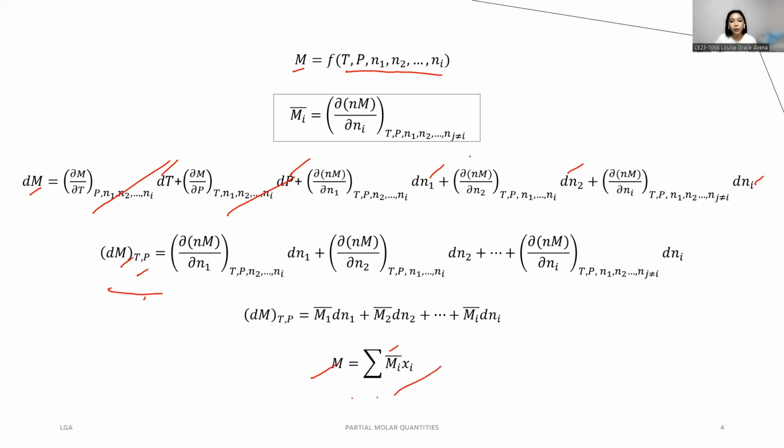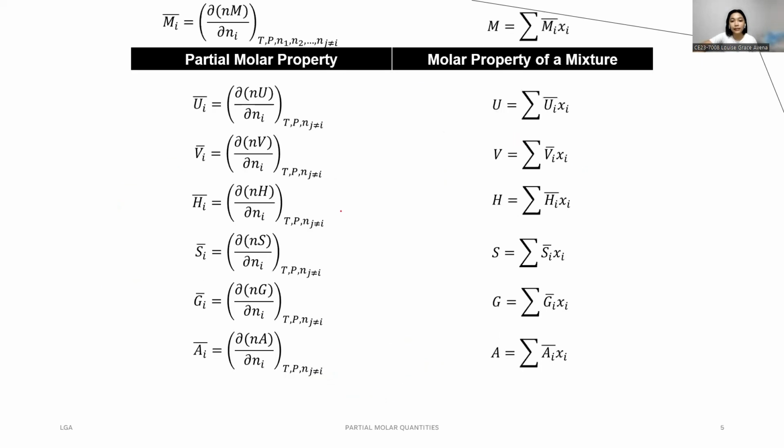And these two equations here are true for all extensive thermodynamic properties such as internal energy, volume, enthalpy, entropy, Gibbs free energy, and Helmholtz free energy. So the total molar quantity of all the thermodynamic properties indicated here are all functions of their respective partial molar quantity.